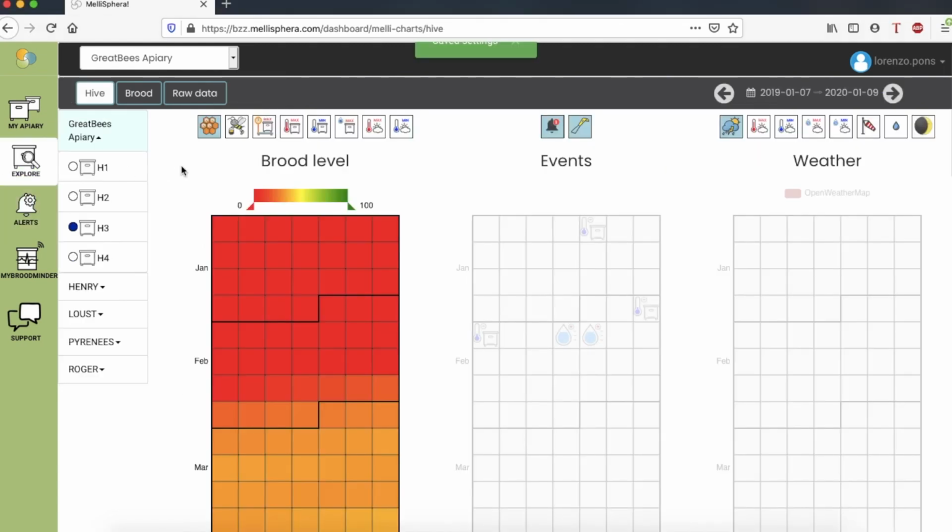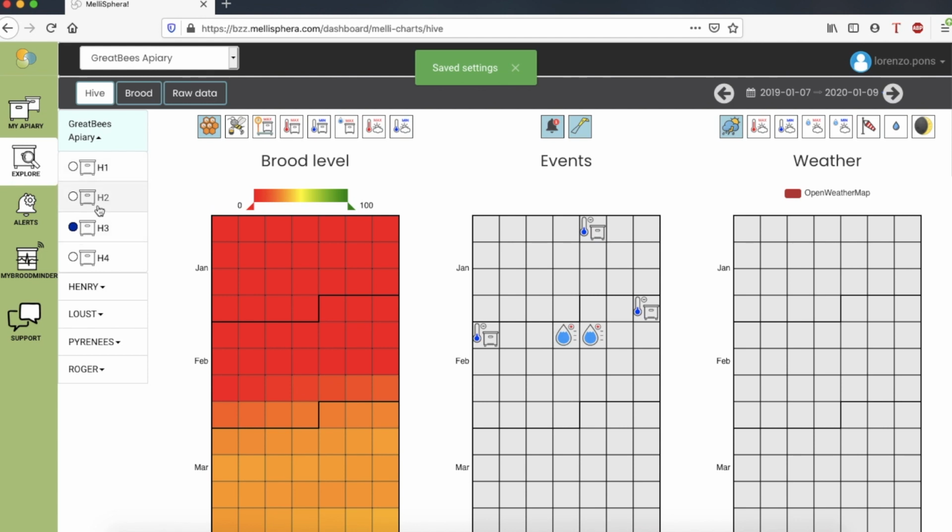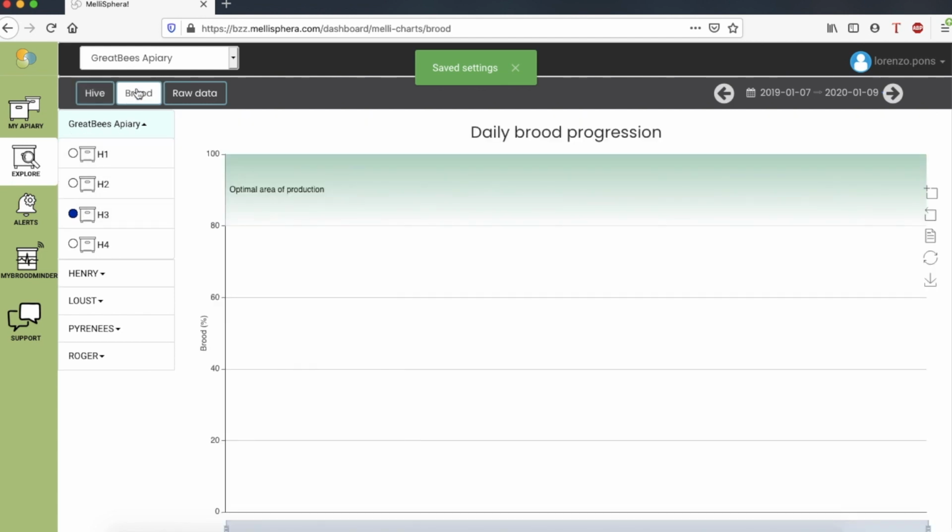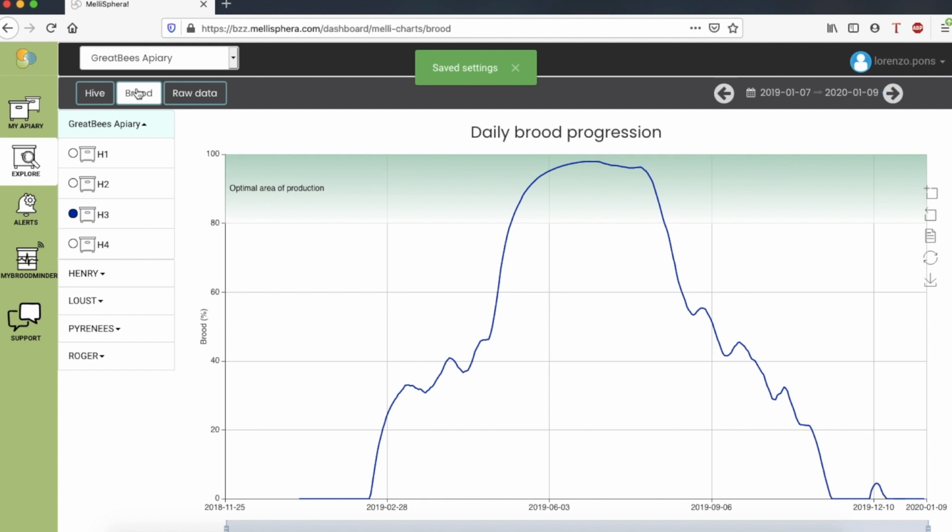And what I would like to do is compare different hives, how they perform. So this is H3 with the brood. The brood that in May started to go up to 80%. This is the production zone. This is where you're producing honey.